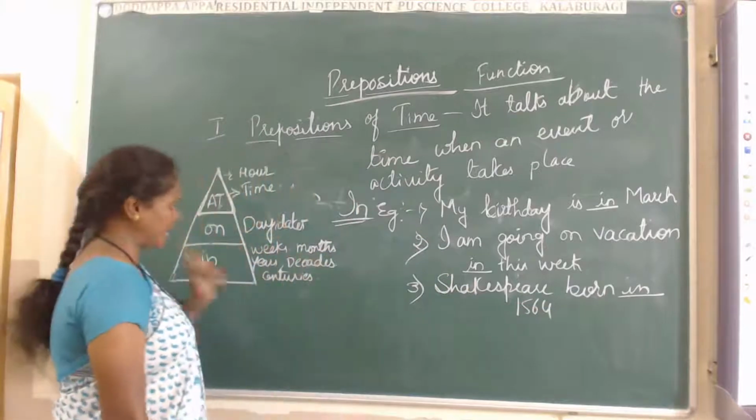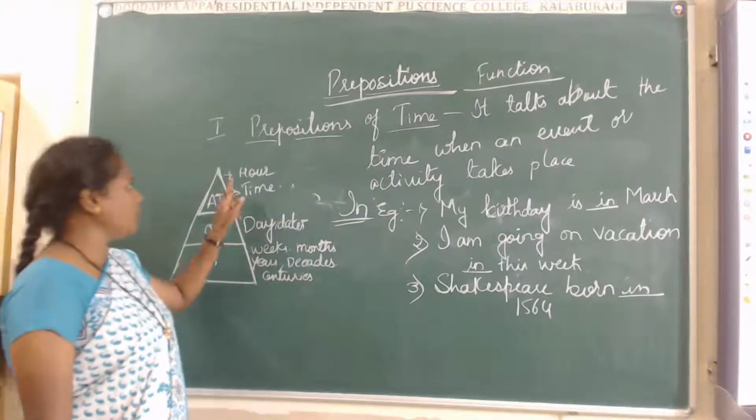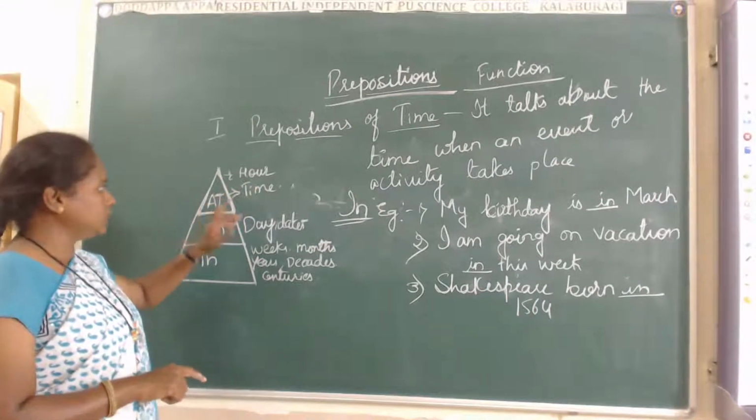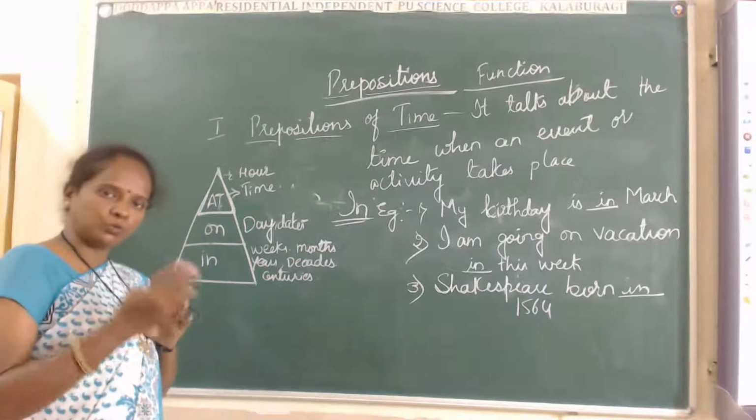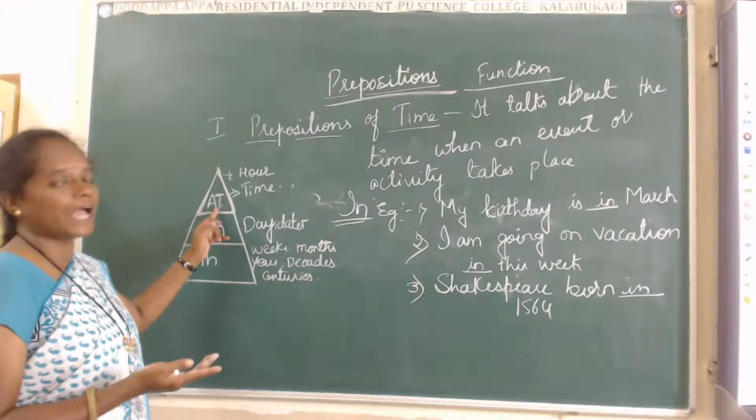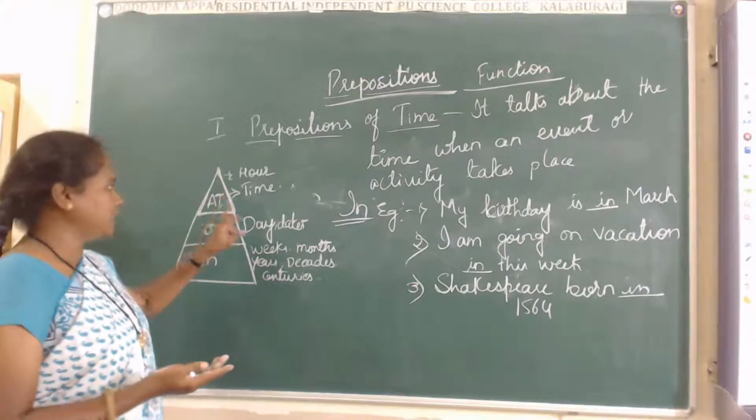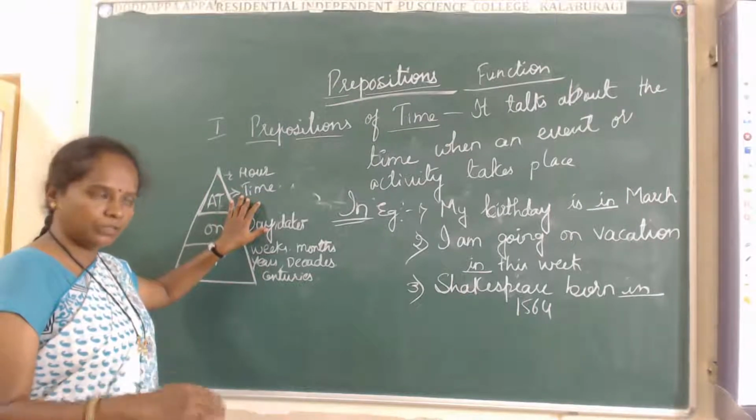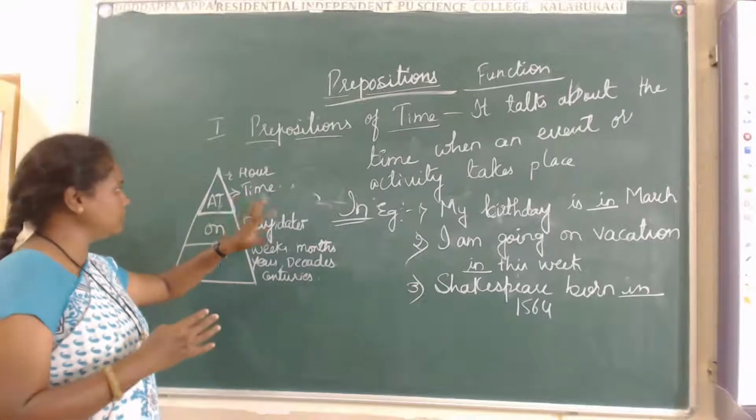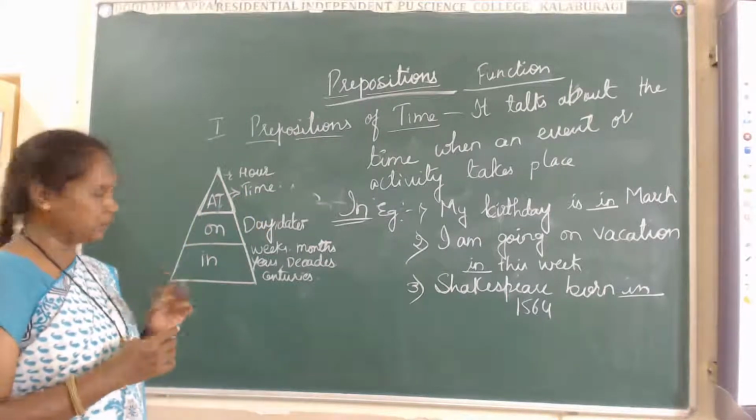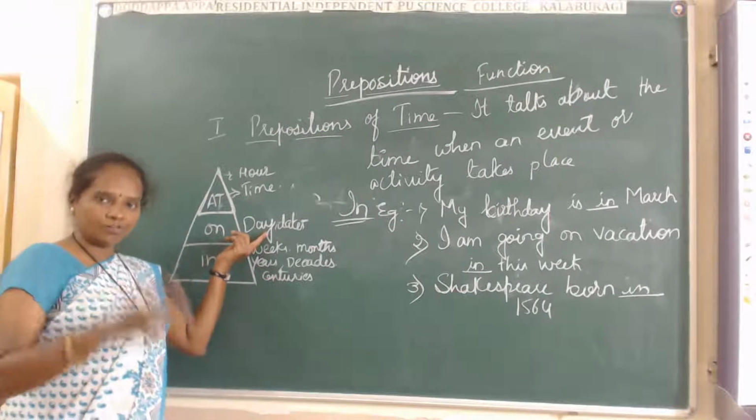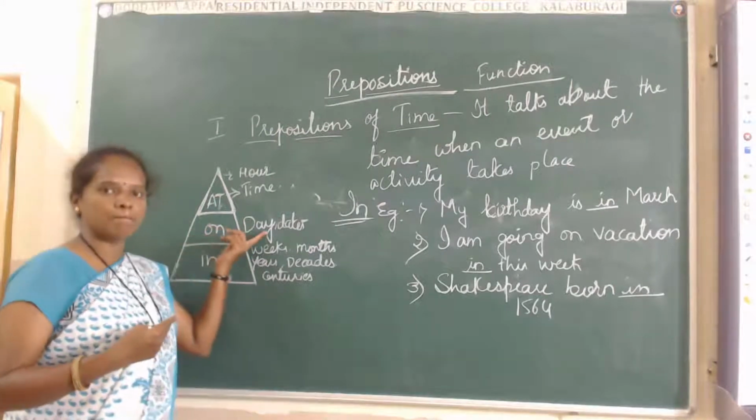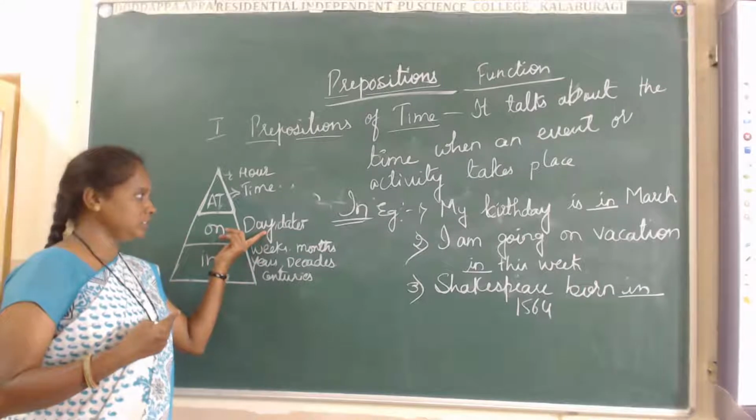You should clarify yourself. If we are using 12 o'clock, 2 o'clock, 5 o'clock, it means we have to use "at." Timing: today I am going to school at 2 o'clock, so we have to use "at." And for the day, on Friday, on Sunday, on Saturday, on Monday: our school will be on holiday on Monday.